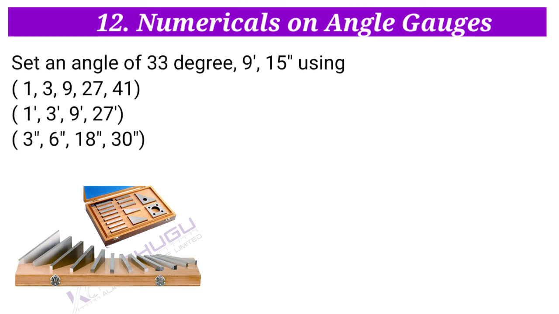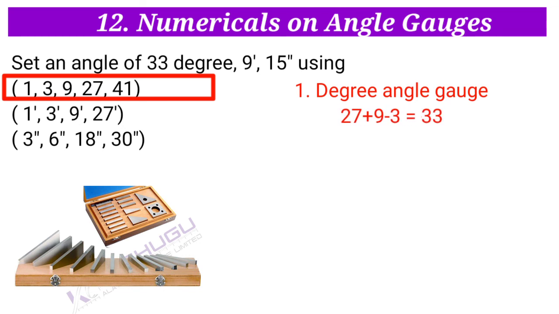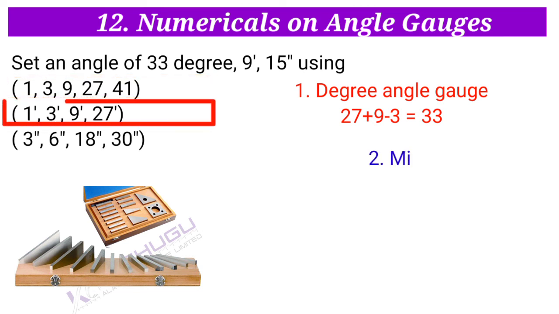From the angle gauges having a marking in degrees, to get an angle of 33 degree, we have to select first 27 degree, then add 9 degree, so that we will get 36 degree, and again from this we have to subtract an angle gauge of 3 degree, so that we will get 33 degree. Next, to set an angle of 9 minutes, the piece of 9 minutes is available, so we can select it directly.